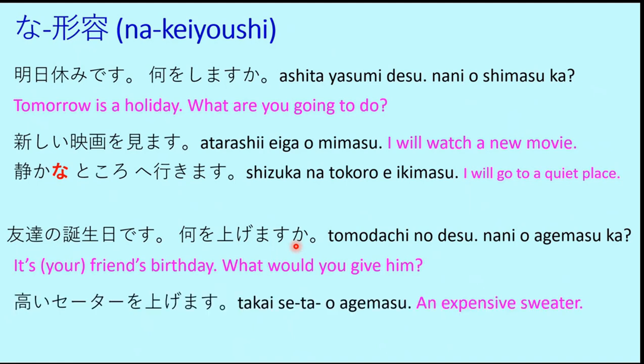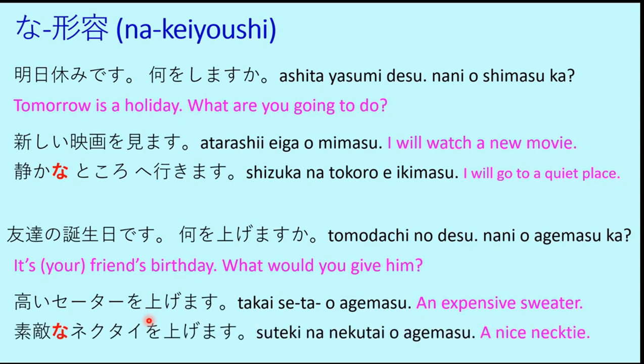So it can be takai seta o agemasu. An expensive sweater. Takai means high, which also means expensive or pricey. And seta, you can see here the katakana word. This is nothing but sweater, as we earlier saw during our katakana word formations. So takai seta o agemasu. Agemasu is the verb which means to rise, and this word also means to give someone something. So for both purposes, this kanji is used. This is agaru. Takai seta o agemasu, I will give an expensive sweater.